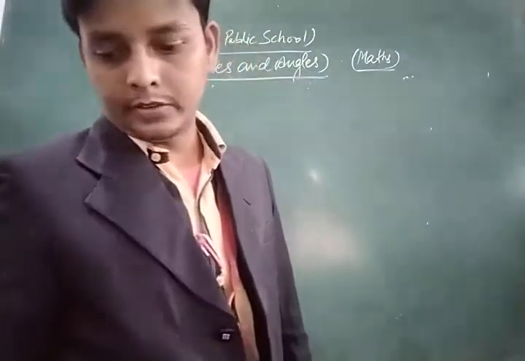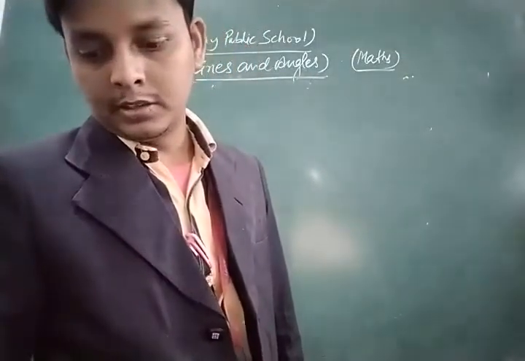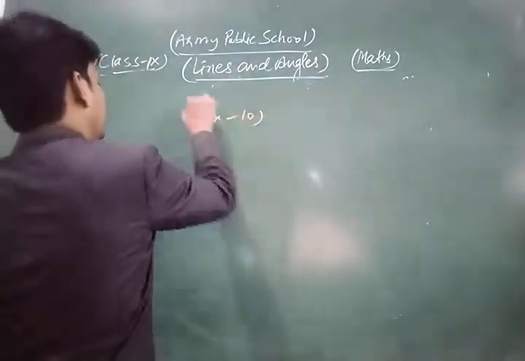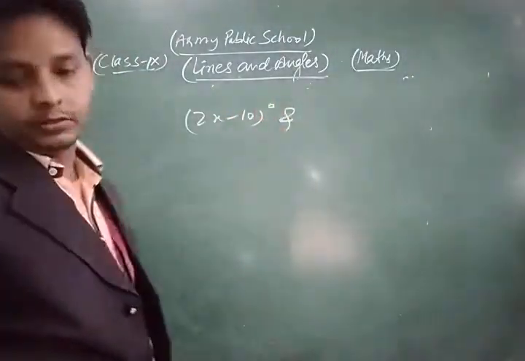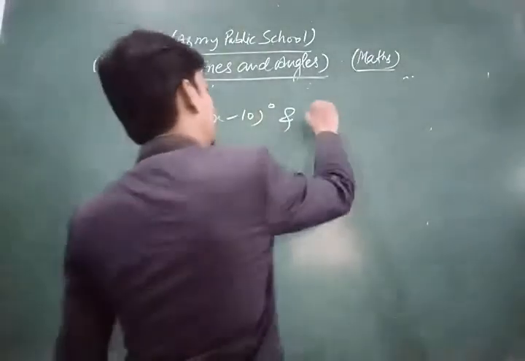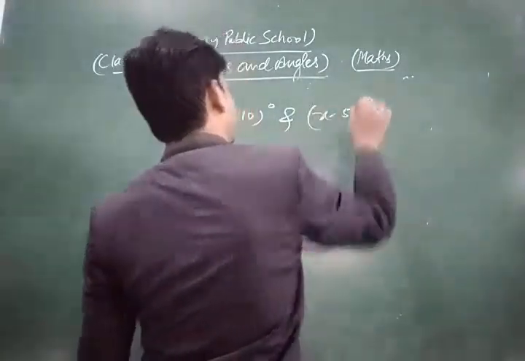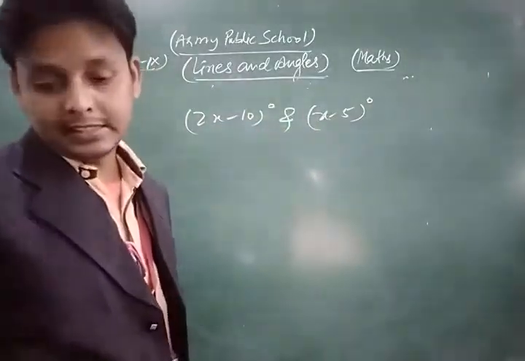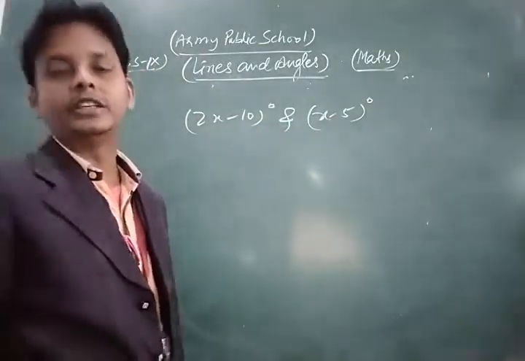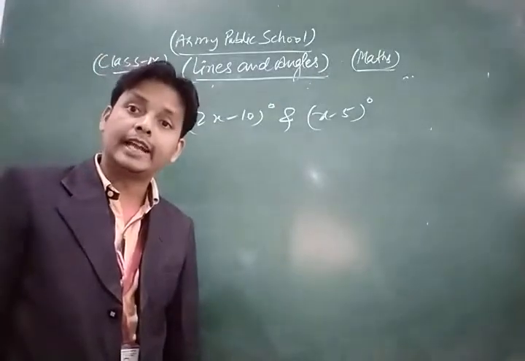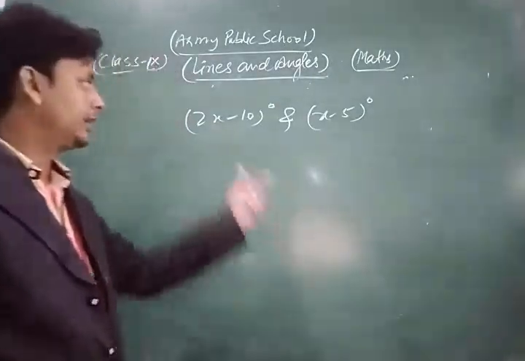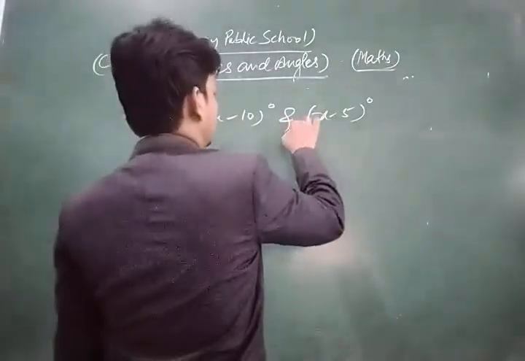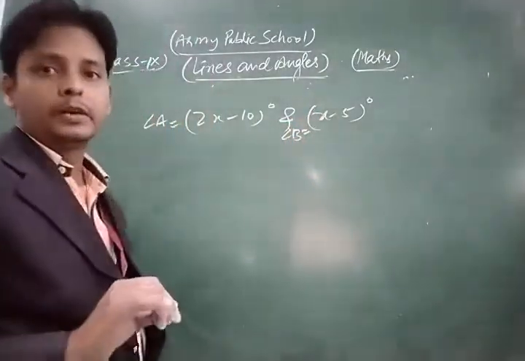Similarly, dear students, if we have a question: the angles 2x minus 10 degrees and x minus 5 degrees are two angles, and these angles are complementary to each other. Find the value of x. So dear students, suppose angle A is this and angle B is this, and they are complementary to each other.